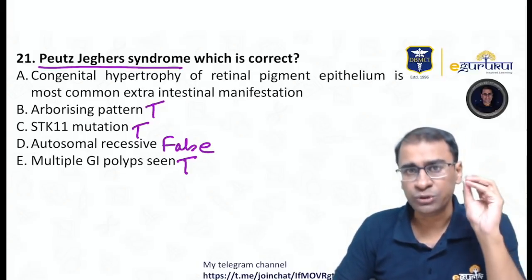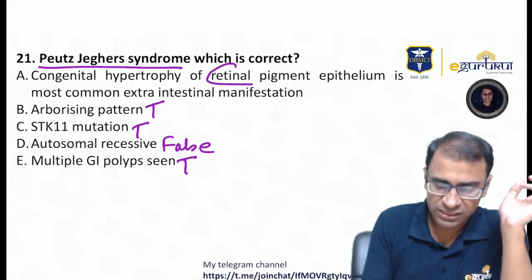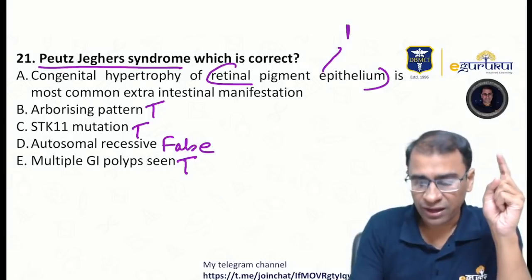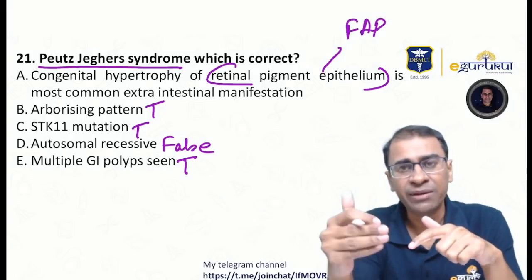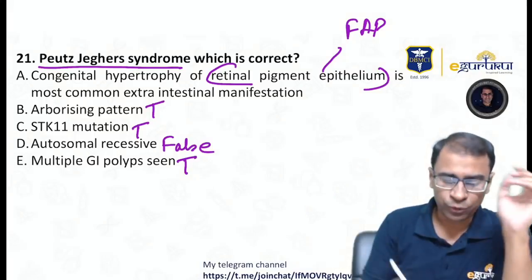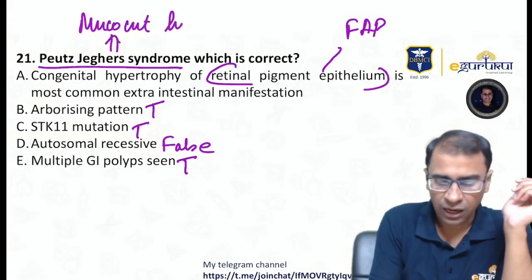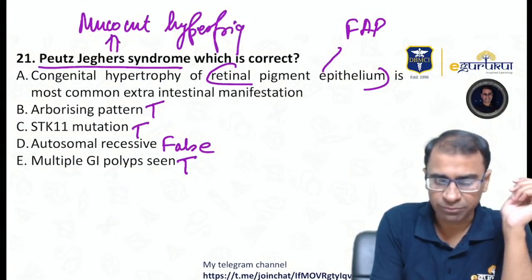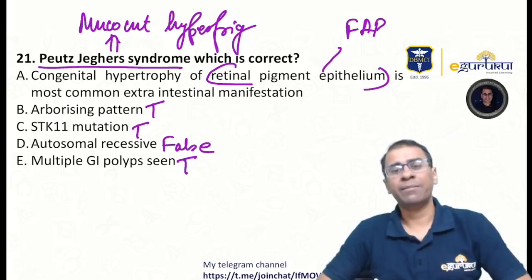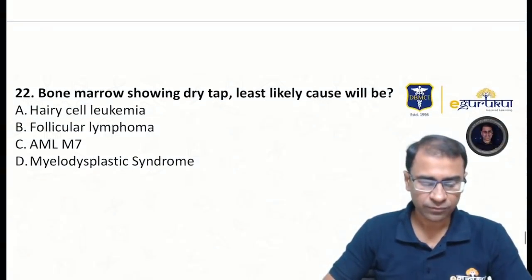And remember, it shows mucocutaneous oral pigmentation and not this, because this finding is seen in the FAP, familial adenomatous polyposis. Remember, Peutz-Jeghers shows mucocutaneous hyperpigmentation, and does not show FAP.